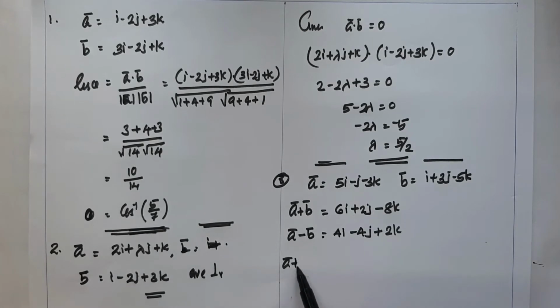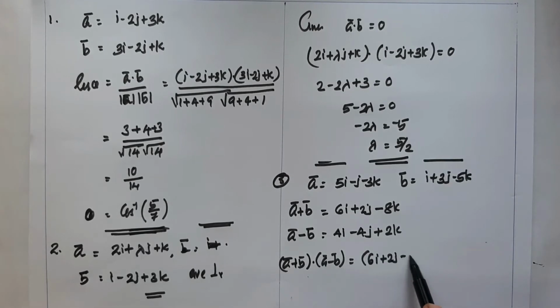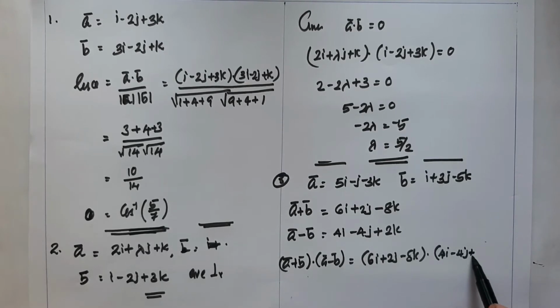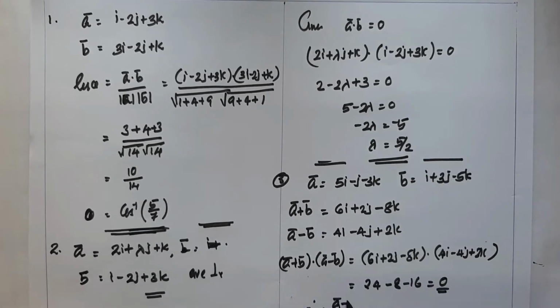And now we find a plus b dot a minus b is equal to 6i plus 2j minus 8k dot 4i minus 4j plus 2k, which is equal to 6 into 4, 24, 2 into minus 4, minus 8, minus 16, is equal to 0. And therefore, a plus b and a minus b are orthogonal.